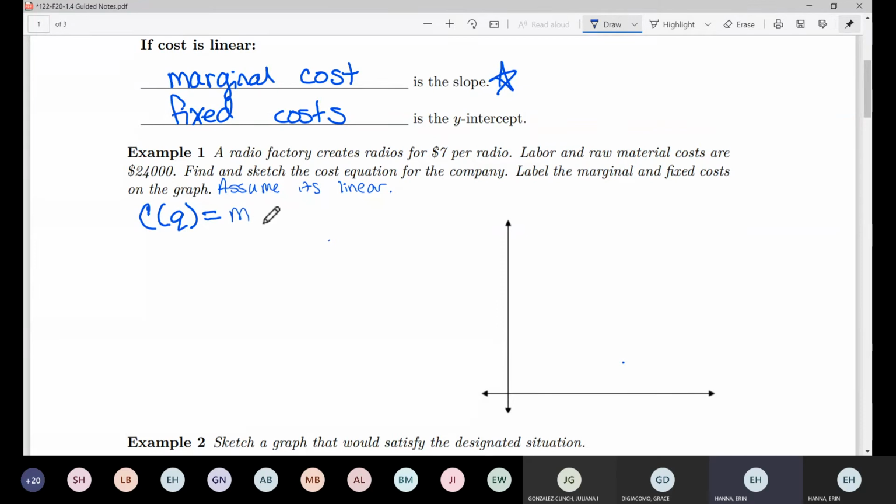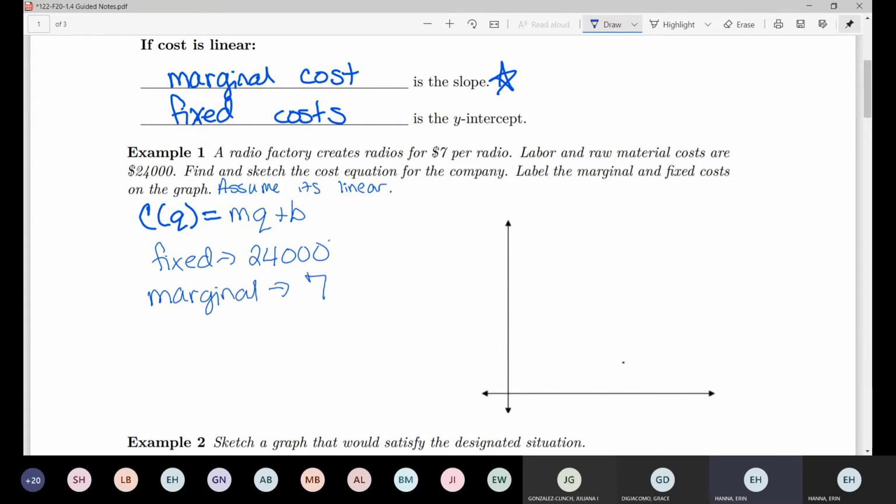So if it's linear, we're looking for some mx plus b. But if I use this idea that the marginal cost is the slope and the fixed cost is the y-intercept, it kind of just falls out for me. So the fixed costs here are going to be that $24,000 because, again, no matter how many radios I make, I still have to pay that much money. So our fixed cost is the $24,000, and then our marginal would, of course, be the only other number left, the 7.